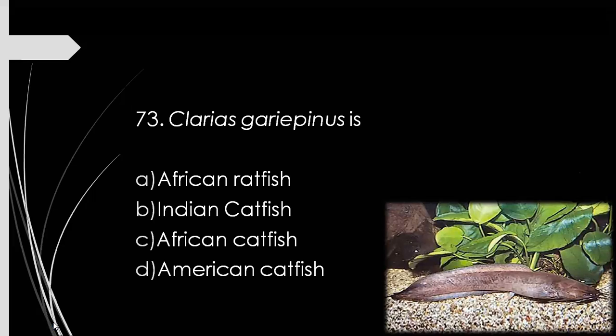Clarias gariepinus is the African catfish, Indian catfish, African catfish, or American catfish? It is a catfish, but which? Indian, African or American? Clarias gariepinus was introduced. You can see the picture on the screen. Remember, I have told you about this, Clarias gariepinus. Very good, Ranjita. Yes, very good, Praveen. The answer is C, that is African catfish.